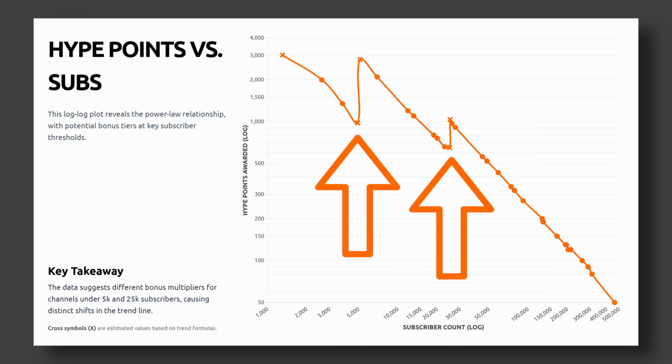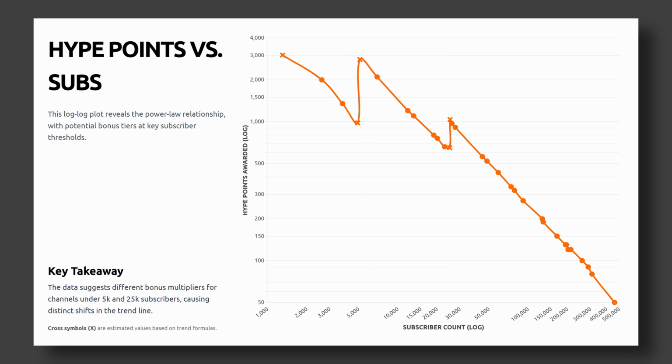The data strongly suggests that channels with different subscriber brackets are working with completely different point multipliers. For example, once you cross the 5,000 sub mark, the points you receive for a hype appear to change before shifting again at the 25,000 mark. So the key takeaway from our research is: subscriber count sets the general curve, but these hidden bonus tiers are likely the biggest factor determining your final point value.